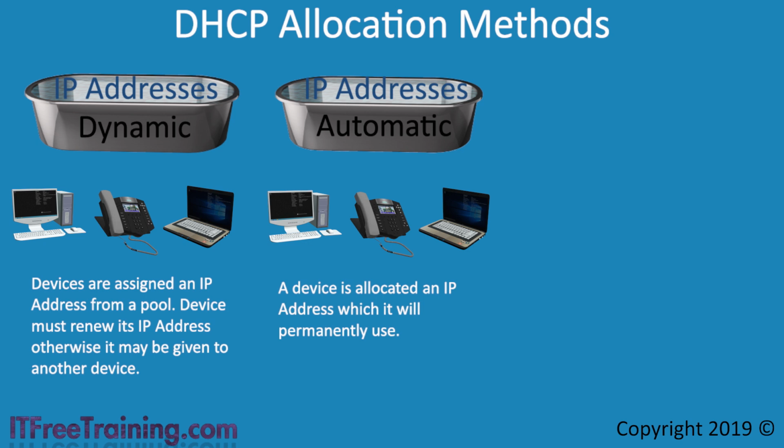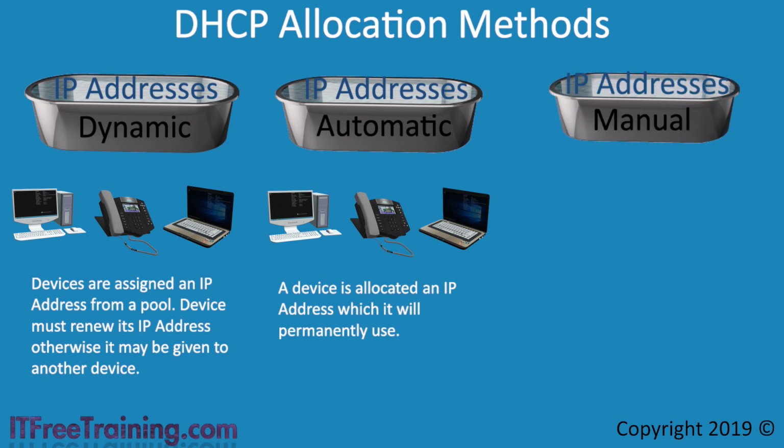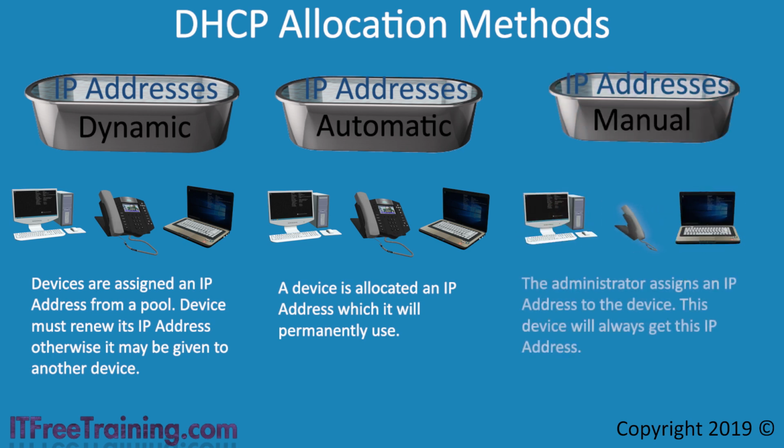The last allocation method I will look at is the manual allocation method, in which each device on the network is allocated a permanent IP address. This sounds the same as automatic allocation. However, the administrator is required to assign an IP address to each device before it is put on the network. This is called a reservation and will ensure that the device will always get that IP address. This gives the administrator ultimate control over which IP addresses go to which device, but does require more work on the part of the administrator.